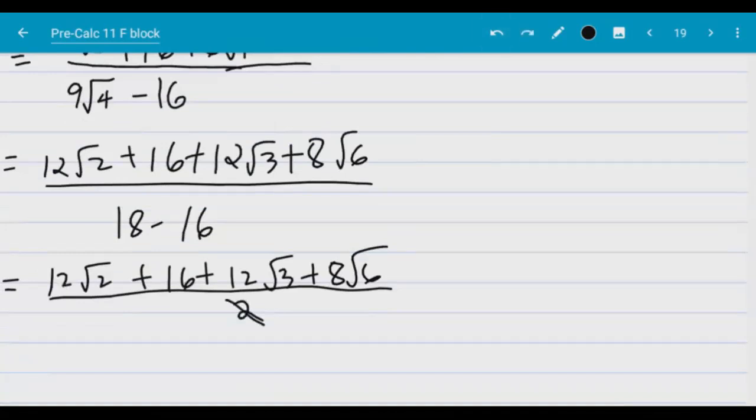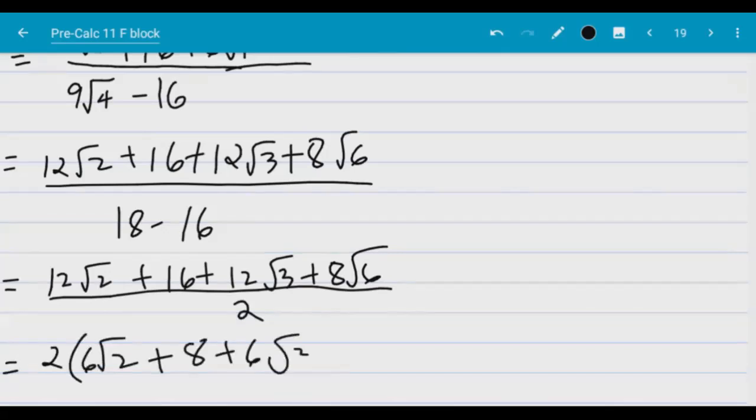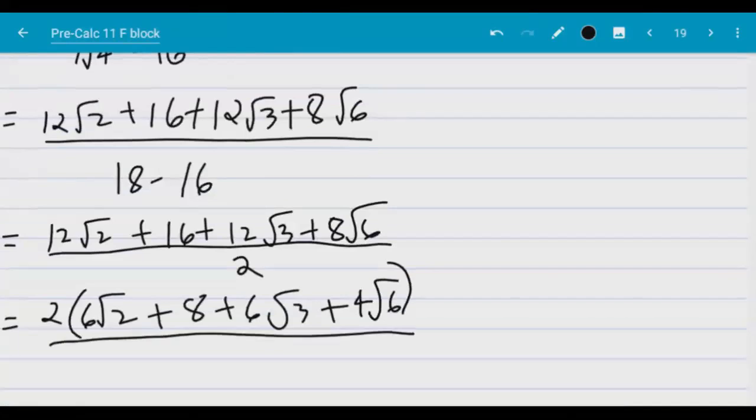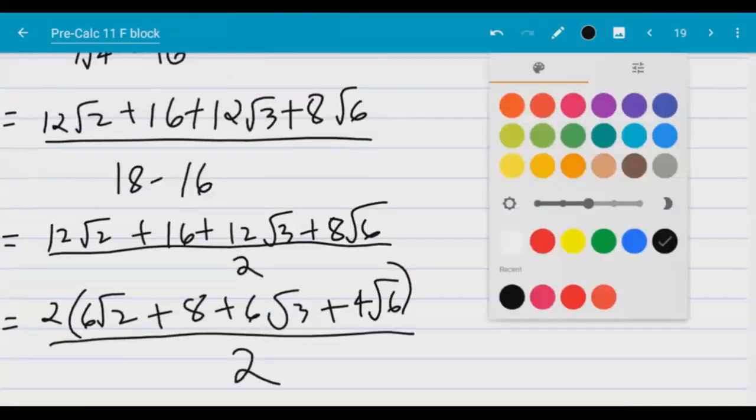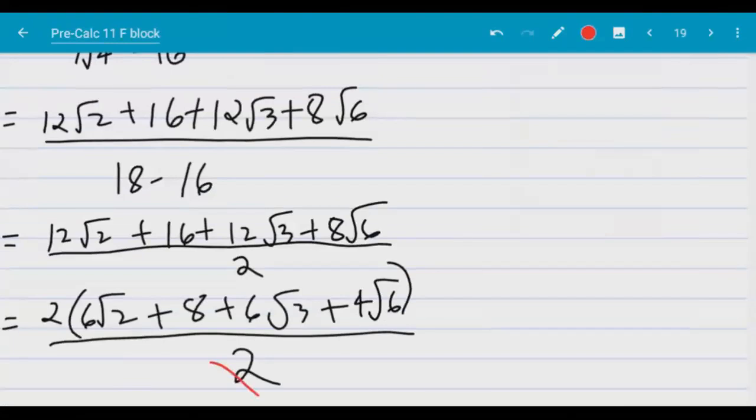You have to factor out a 2 from all of the terms in the numerator before you can cancel out the denominator, which means if you are to factor a 2 from the top, that would be 6 root of 2 plus 8 plus 6 root of 3 plus 4 root of 6 all over 2. And now you can cancel out the denominator, this one now cancels out with this one.